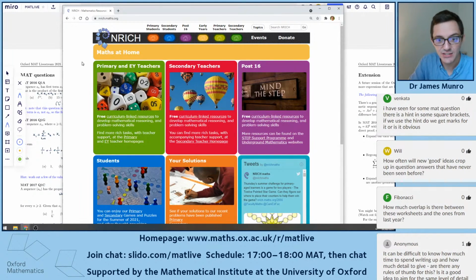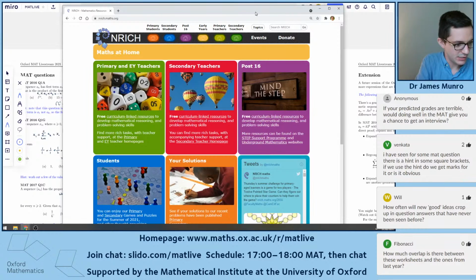Oh yeah, sometimes there's hints in square brackets on the maths exam. If you use the hint, do you get marks? Or is it obvious? So you might get marks for using the hint. If the hint says, hint, try n equals 1, and then you try n equals 1, that's good stuff. You might get a mark for trying n equals 1. Yeah, that's all right.